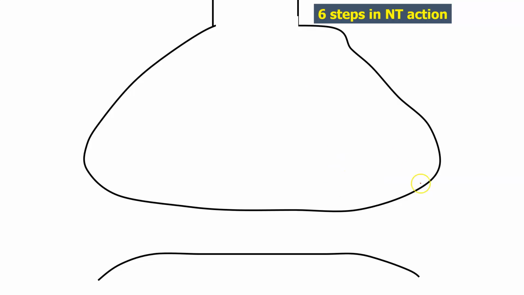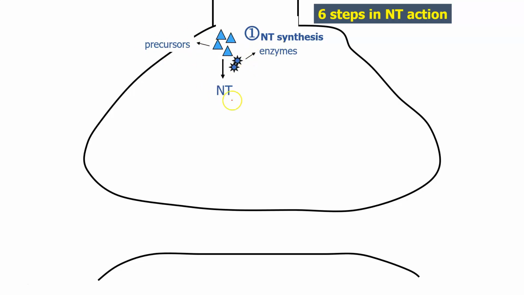So here is our terminal button, our presynaptic terminal. Here's our postsynaptic cell. The very first step of neurotransmitter action is making the neurotransmitter. So precursors are typically used to make the neurotransmitter, and enzymes are the ones that convert the precursor to the active neurotransmitter. The second step is storage. Neurotransmitters need to be stored into vesicles in order for them to be released. The third step is the process of exocytosis.